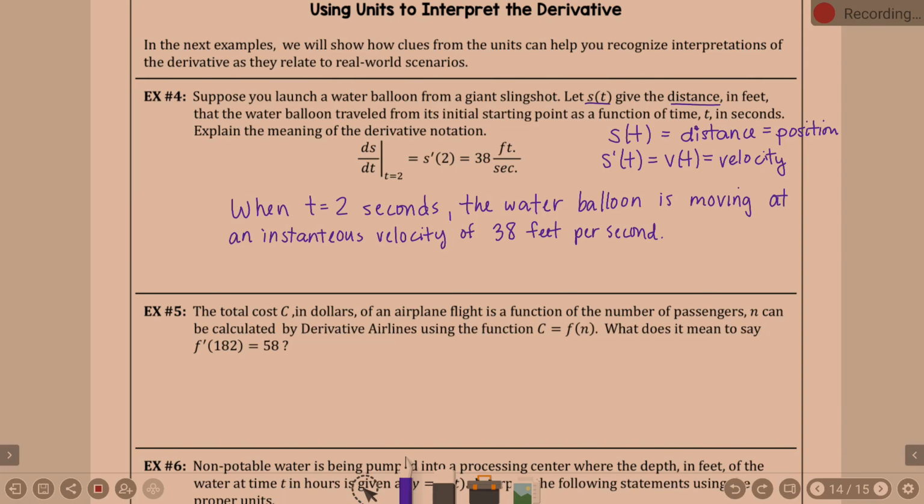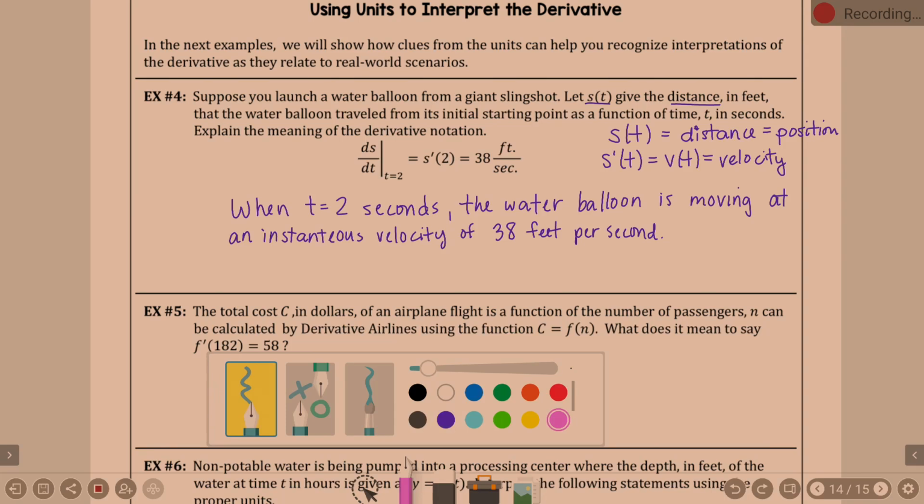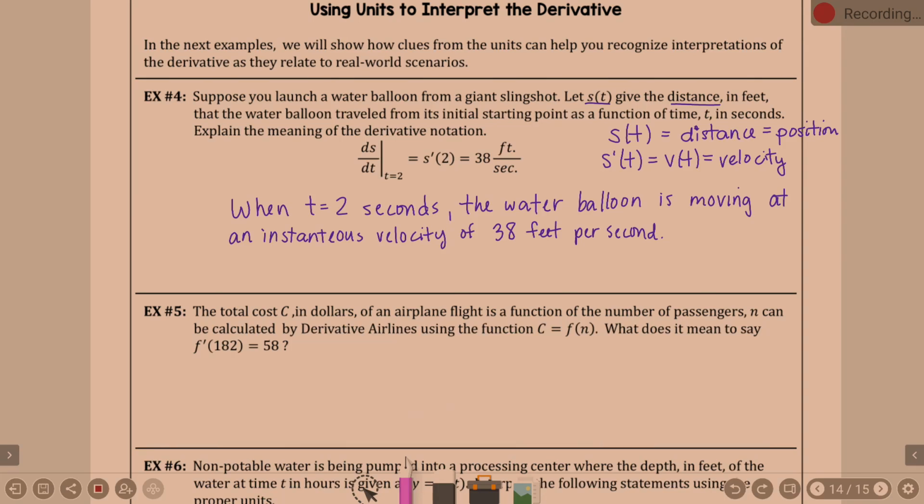Okay? Next. The total cost C in dollars of an airplane flight is a function of the number of passengers and can be calculated by Derivative Airlines using the function C equals F of N. What does it mean to say F prime of 182 equals 58?